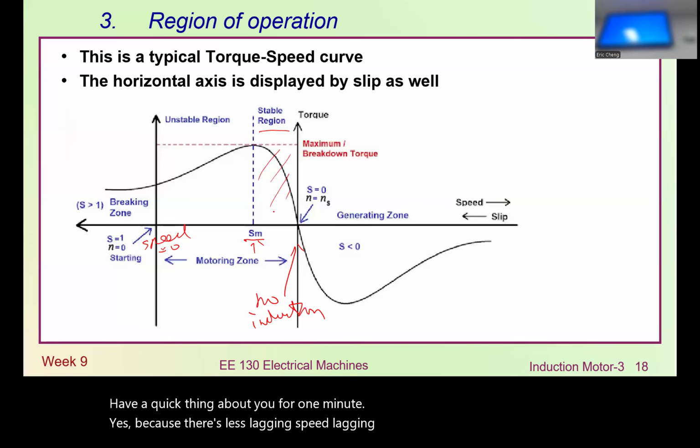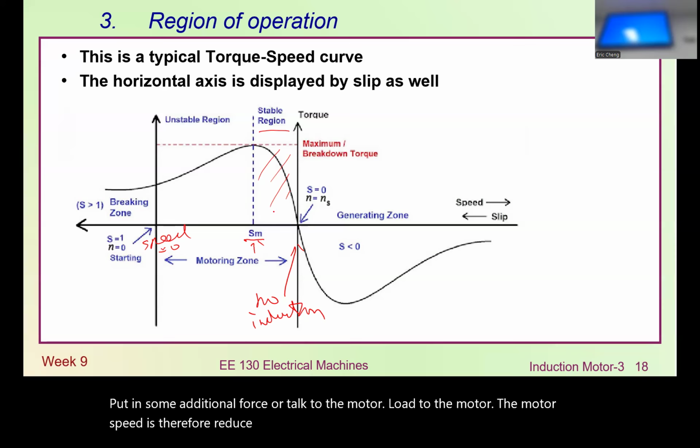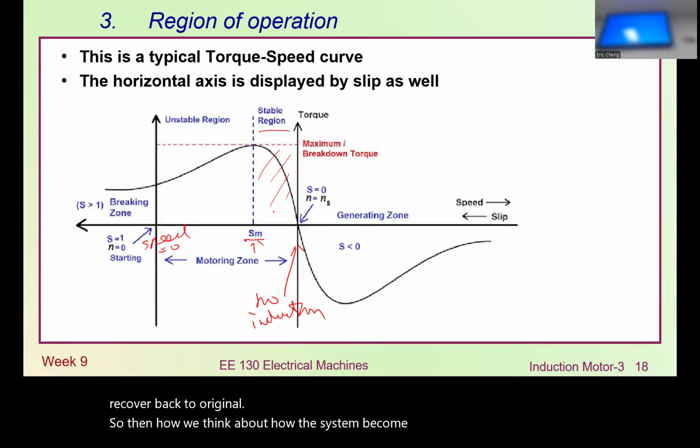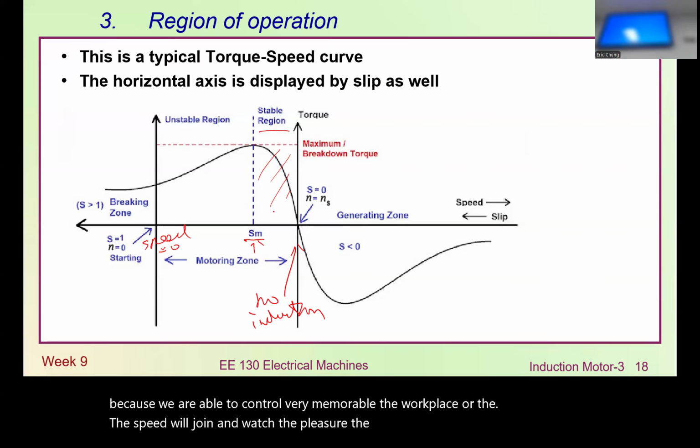No, not only that. It looks more like this: when we put in some additional force or torque, some load, to the motor, the speed will decrease, right? But when we release the torque, the motor speed will recover back to the original. So that's how we think about how the system becomes more realistic, a stable system. Because when we lower the voltage, or the speed drops much faster, the system can recover by itself naturally.